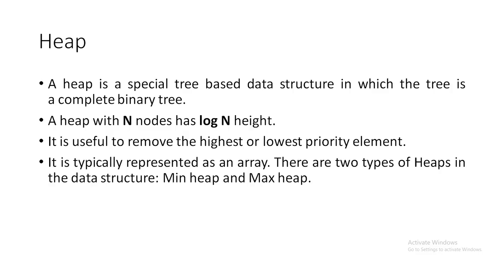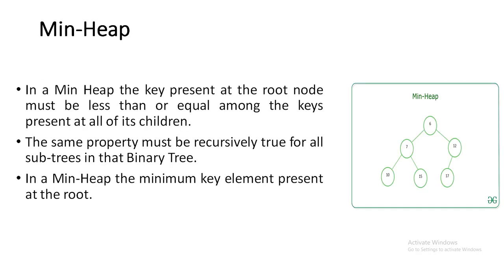With n nodes, the height is log n. The highest or lowest priority element can be removed or inserted. There are two types, min heap and max heap. In a min heap, the root node must be less than or equal to the keys present in all of its children. This is the min heap.